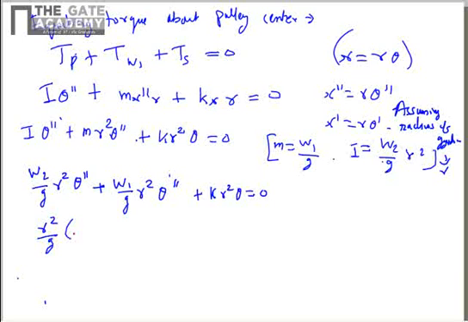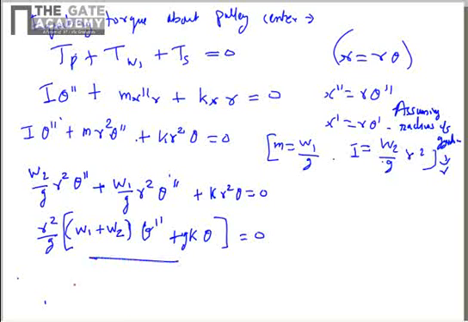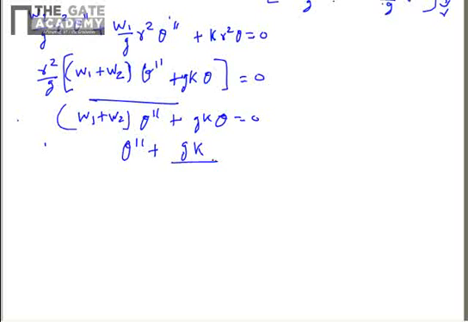Taking the things common, r square by g omega 1 plus omega W1 plus omega theta double dash plus k theta plus gk theta equal to 0. So since r is not 0 and g is not 0, this expression has to be 0. So you will get W1 plus W2 theta double dash plus gk theta is equal to 0. Rearranging, you get theta double dash plus gk divided by W1 plus W2 multiplied by theta is equal to 0.